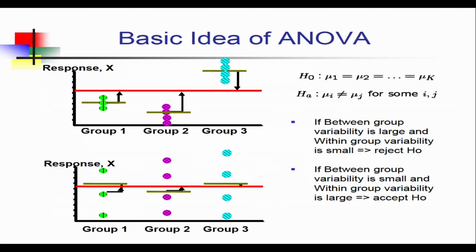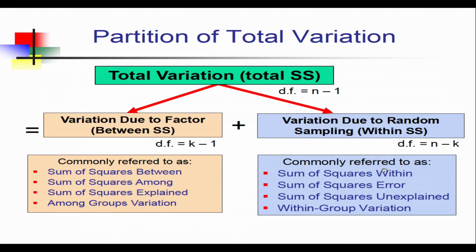Did you get the basic idea for ANOVA? It's just comparing the within group variability and the between group variability. It indicates whether at least one group mean is different from the others or not. So now we're going to see how to implement this idea in a mathematical formula. We already saw that the total variation can be divided into two parts. The variation due to the factor, we call the between group variation. And the other is the variation due to random sampling, the within group variation.